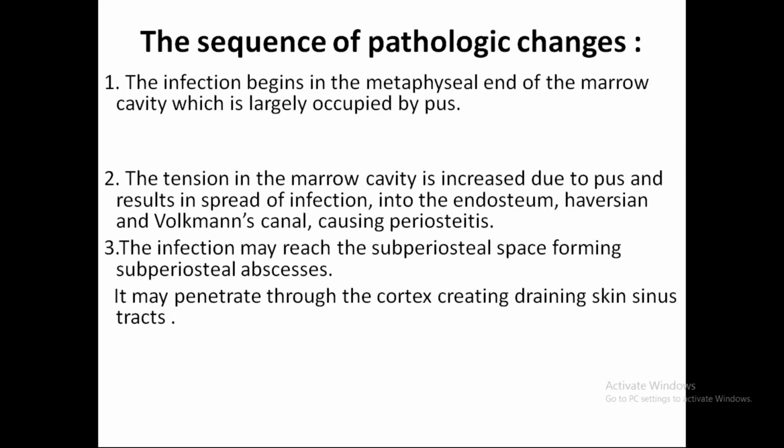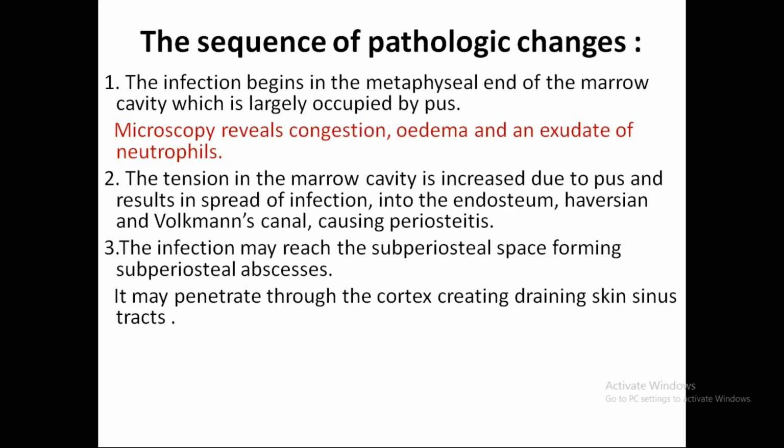repair. The infection begins at the metaphyseal end of the marrow, which is largely occupied by pus. Microscopically, we see congestion, edema, and exudate of neutrophils. There is large tension within the marrow cavity, which is increased due to the pus and results in spread of infection to the endosteum, Haversian canals, and Volkmann's canals, causing periostitis. The infection may reach the subperiosteal space, forming a subperiosteal abscess. It may penetrate through the cortex, creating draining skin sinus tracts.